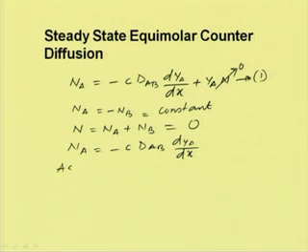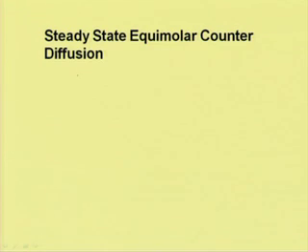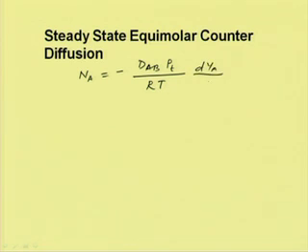Assume ideal gas. If we assume ideal gas, then C is equal to total pressure by RT. So, this equation will be NA is equal to minus DAB PT by RT dYA dx. So, this is equation number 7.